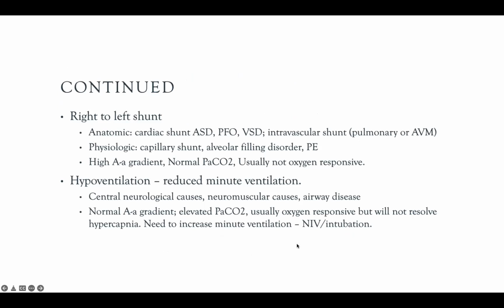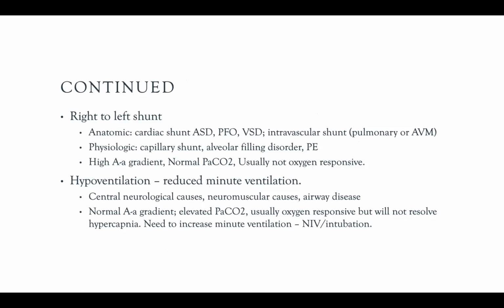Now, other causes of respiratory failure, we talk about right to left shunting. And because this is a lung issue, you're going to have a high AA gradient and a normal PaCO2 level. Usually these are not oxygen responsive.